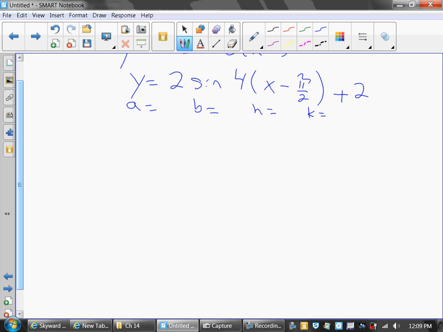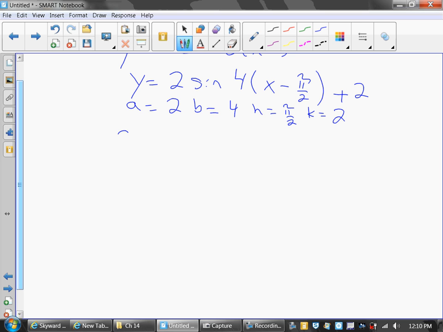What's A? B. H. Pi over 2, very good. Remember, change your sign. And K, 2. So that means each one of the coordinates that I plot, I'm going to have to move it to the right, pi over 2, and up 2. We agree?